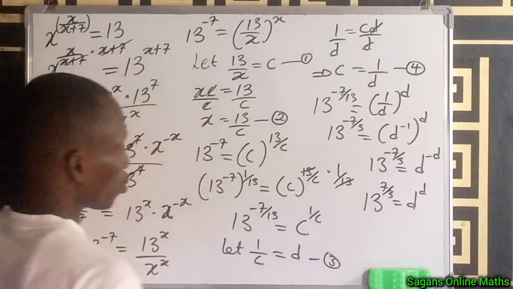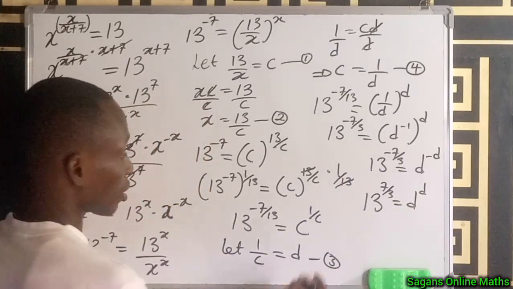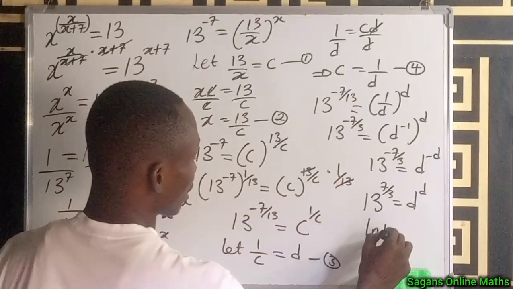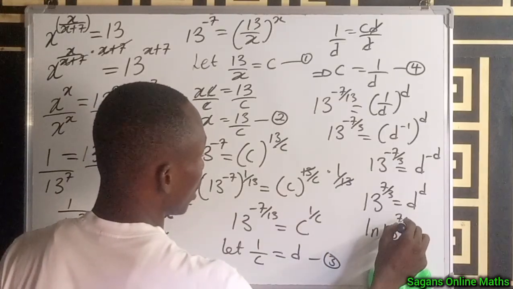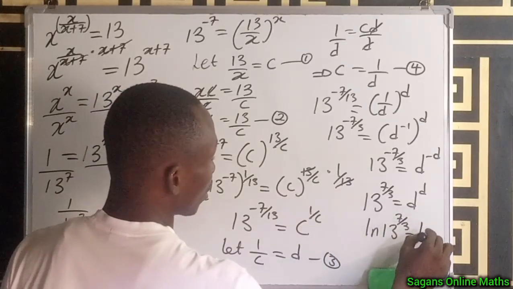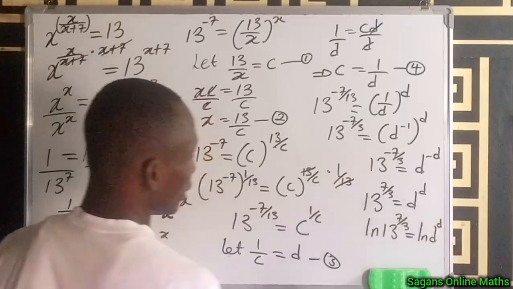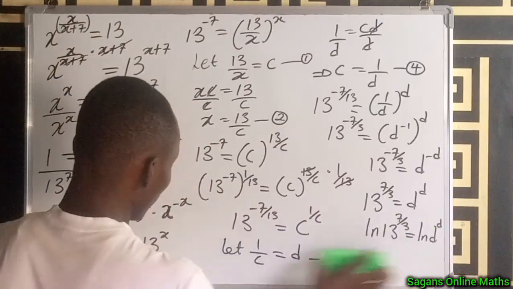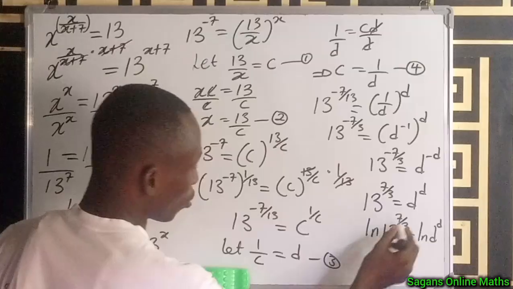And at this point, what I'm going to do is to apply the natural logarithm on both sides. So ln of 13 to the power of 7 over 13 equals ln of d to the power of d. And note that this can go back as what?